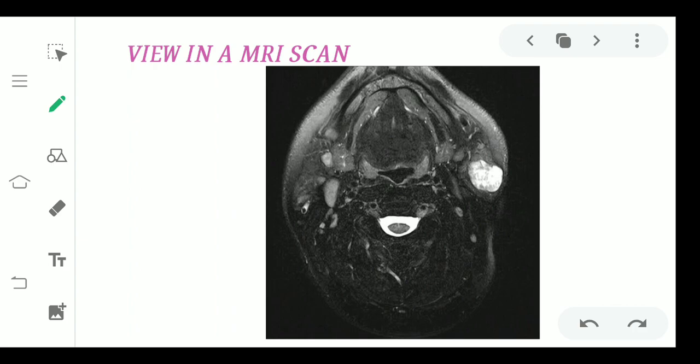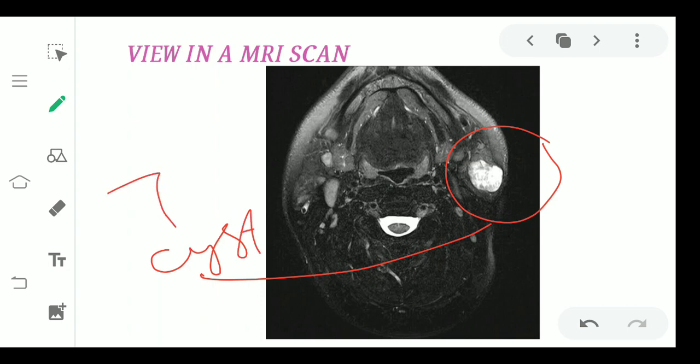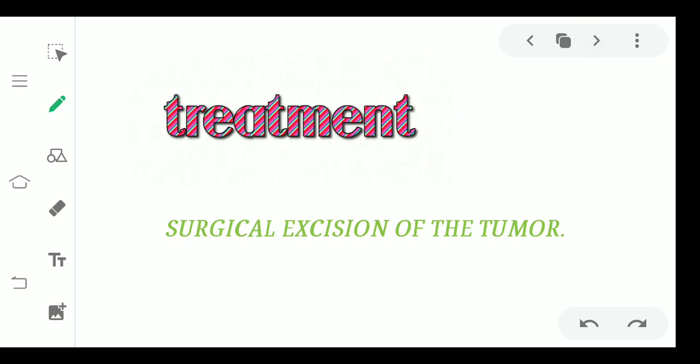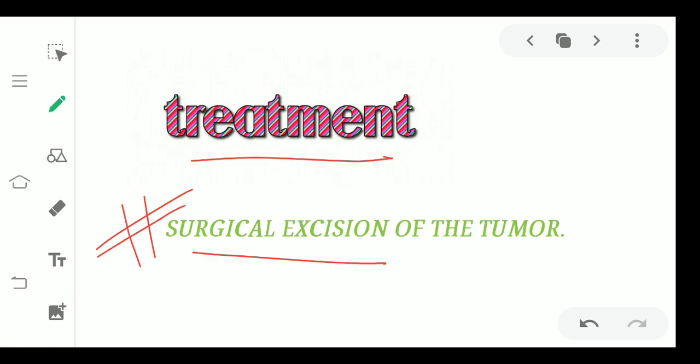Coming to the MRI scan, if you diagnose this case in an MRI scan, this kind of structure will be seen in the scan, which denotes that there is a cyst or some kind of tumor here. Now in some cases you can confuse this with a dentigerous cyst, but in this case this is a pleomorphic adenoma. Coming to the last part of this topic, that is the treatment. If the diagnosis is confirmed, how are you going to treat the patient? The only treatment plan which we have is surgical excision. Through surgery, we will be removing the whole of the tumor, and that is the only solution we have got.